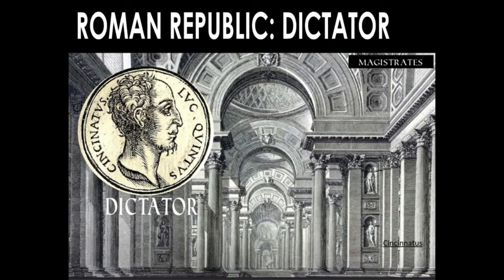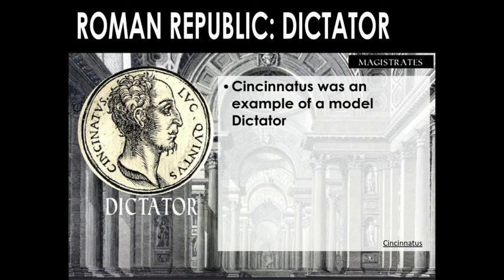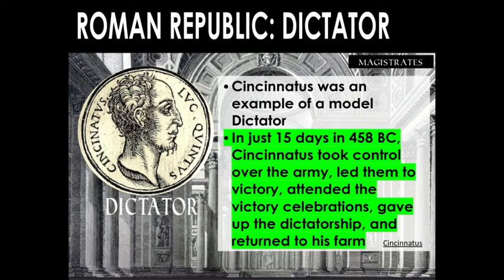Okay, we have one dictator whose name may sound familiar to you. Cincinnatus was an example of a model dictator, a perfect dictator. His story is very unique. In just 15 days, in 458 BC, Cincinnatus took control over the army and led them to victory. He attended the victory celebrations, and then he gave up the dictatorship and returned to his farm. Sounds crazy, right? And yes, the city of Cincinnati is named after the dictator Cincinnatus.